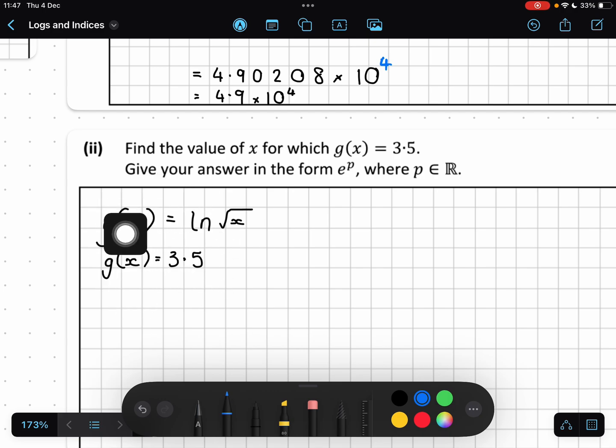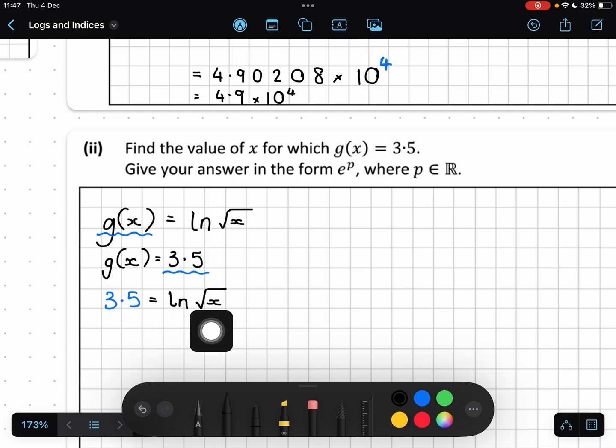So if you want to think about this as like a subbing in question, then you can now sub in g of x as 3.5. Okay, so 3.5 is my natural log of the square root of x. Now they want me to find x. I need to somehow get towards getting x.